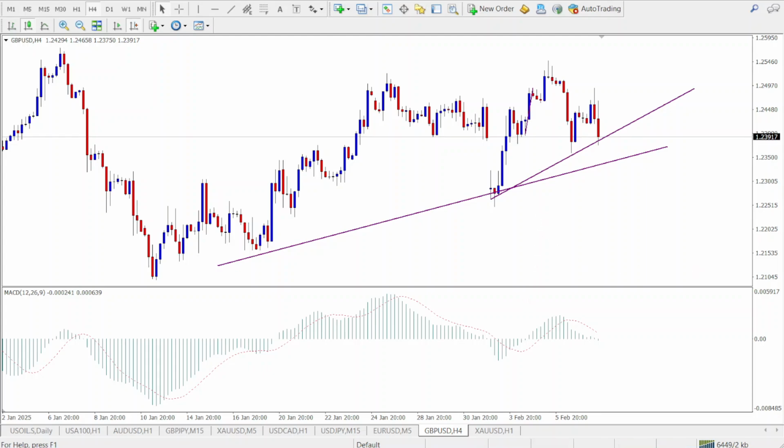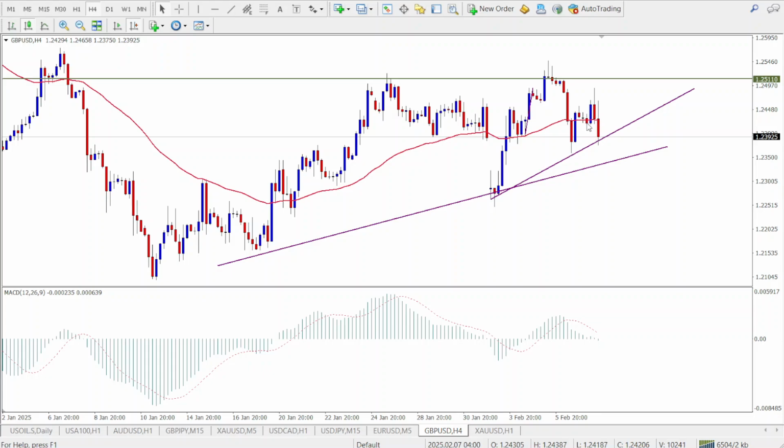Then you have to confirm with price action. Do not rely on MACD alone. Look for support and resistance levels. It is necessary. Look for candlestick patterns or other indicators like moving averages to confirm your trade.